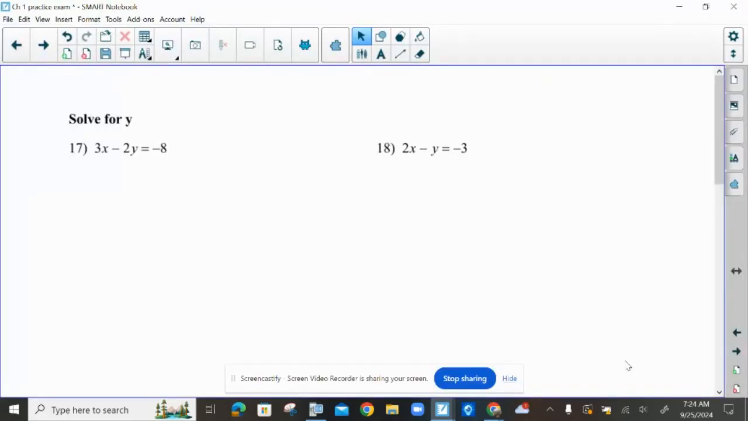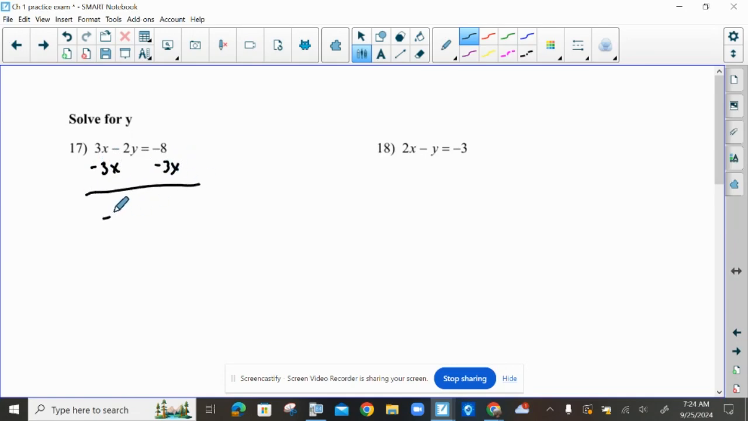Okay, for number 17, I made a careless error, so I need to go back and fix number 17. For number 17, we want to get y by itself. So our first move is to subtract the 3x, send it over. That's easy. So we're left with -2y equals -3x minus 8. And my careless mistake was I divided by 2 instead of -2. So if I want the -2 gone, I have to divide everything by -2. Okay, so I'll clean this up.